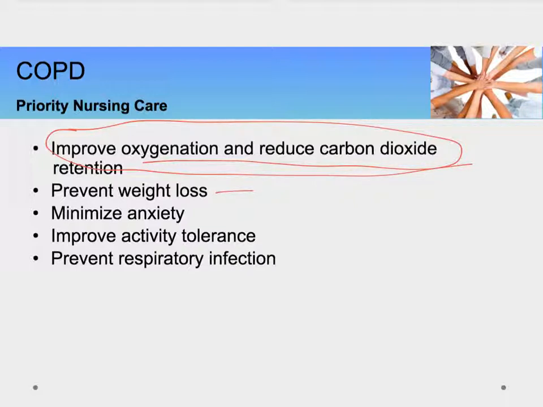Teach them therapeutic calming techniques. Maybe it's turning on some soft music on the television, turning the lights down, helping them to do maybe some meditation techniques and things like that. Helping them with their activity intolerance, make sure you're not going to schedule them 20 activities in a 2-hour period. They're not going to be able to tolerate that. So make sure you think of ways to help their activity tolerance and prevent respiratory infection.